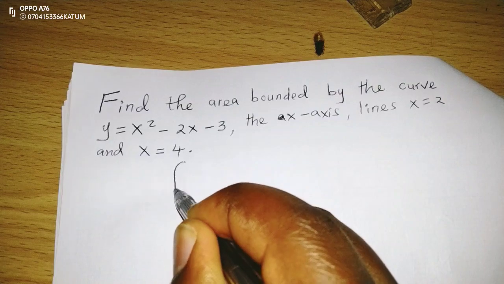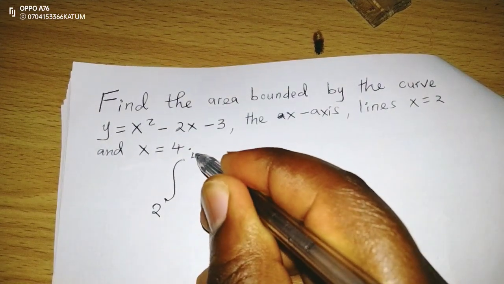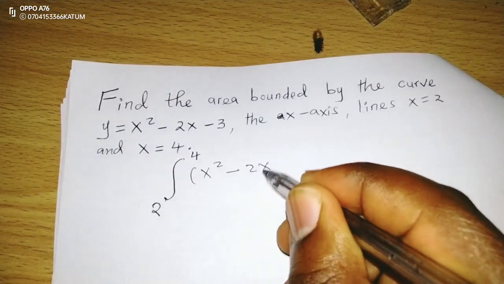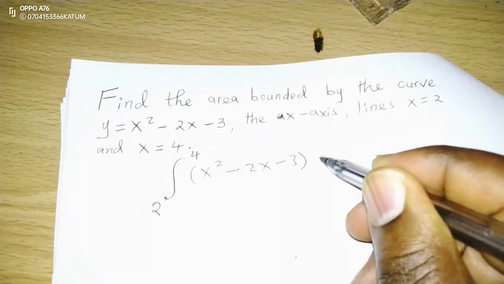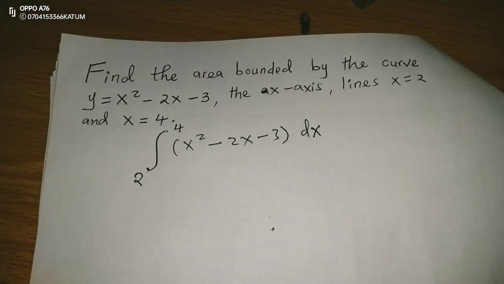What I mean is that they will just integrate from 2 to 4 the function x squared minus 2x minus 3, with respect to x. Let us see the answer which will be found following this approach.